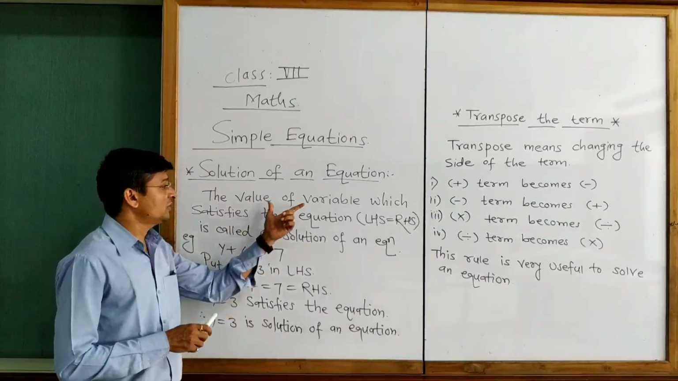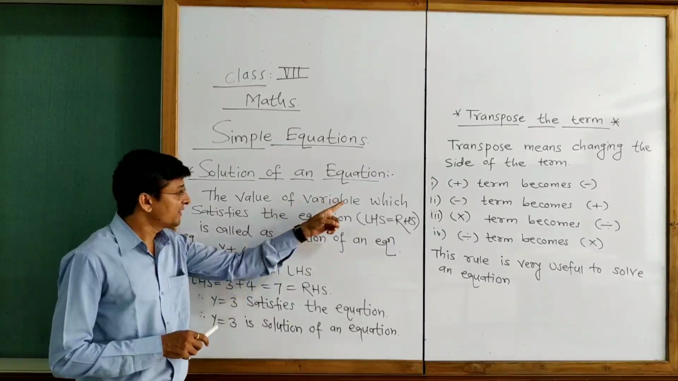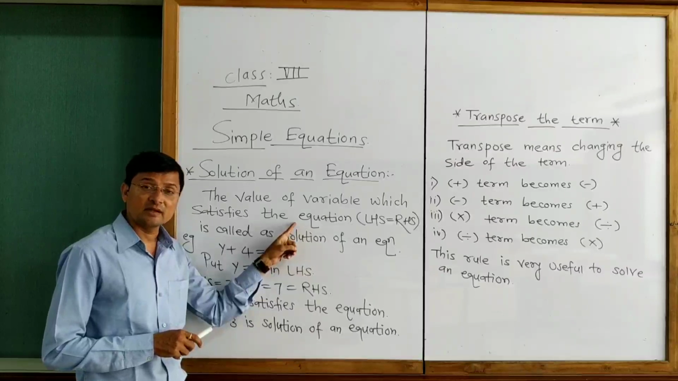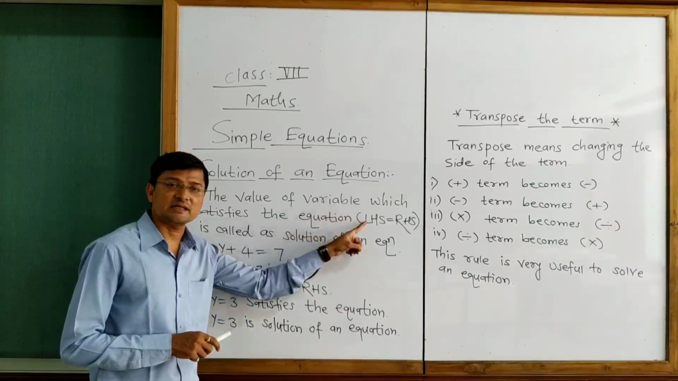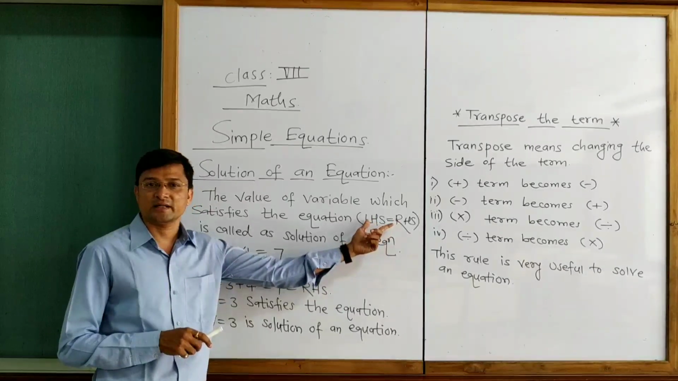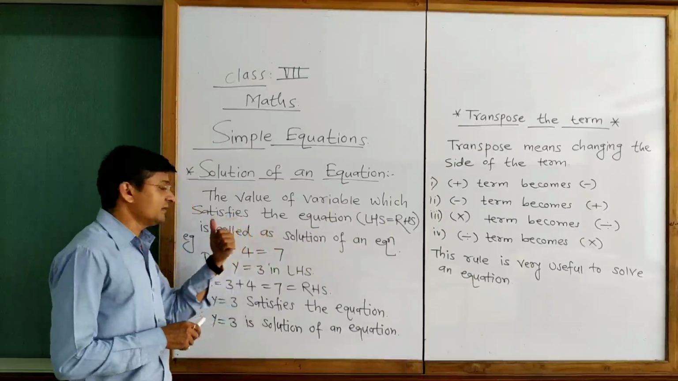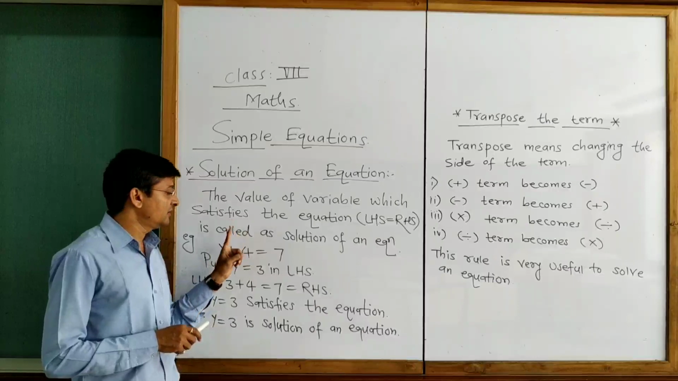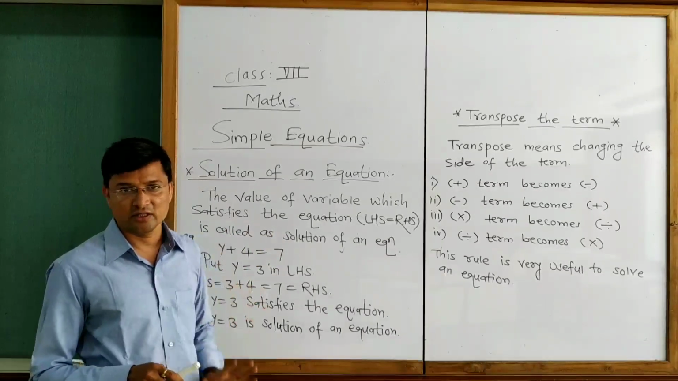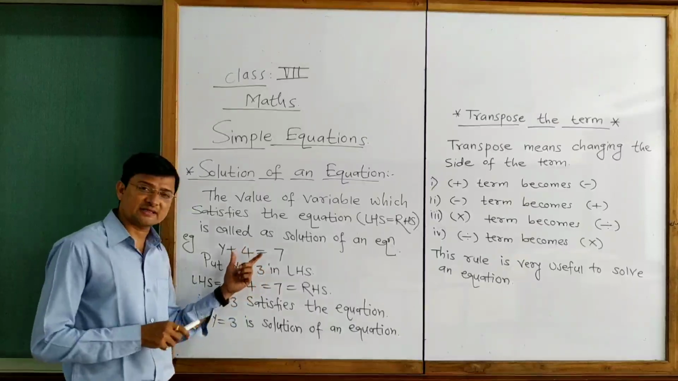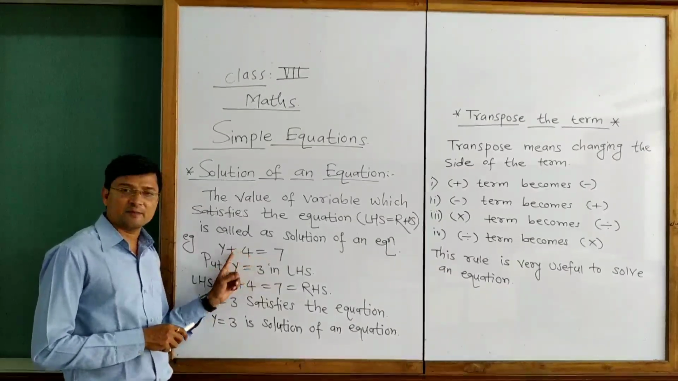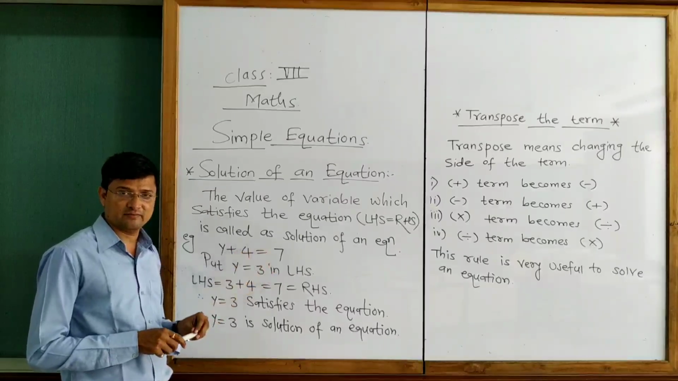Okay, so the value of variable which satisfies the equation, that means if we get LHS equal to RHS, that means left hand side is equal to right hand side, then that value of variable is called the solution of an equation. Here is one example in front of you. The equation is y plus 4 is equal to 7.